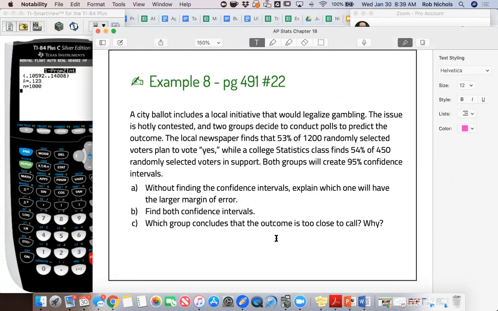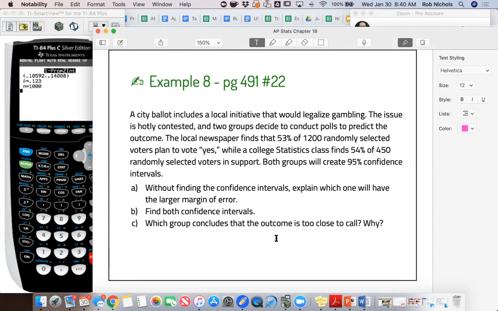All right, so here's part A. The interval based on the survey conducted by the college statistics class will have the larger margin of error since the sample size is smaller. Okay, B. So let's find the confidence interval for both samples. Before we do that, we have to check the conditions. Step 1, independence. There is no reason to believe that one randomly selected voter's response will influence another. Both samples are random, and both are probably less than 10% of the city's voters.